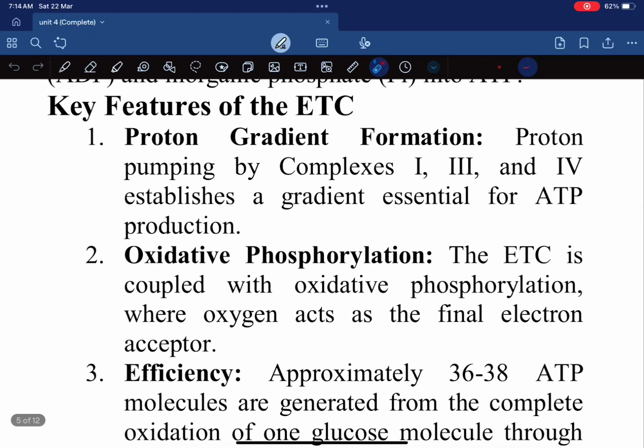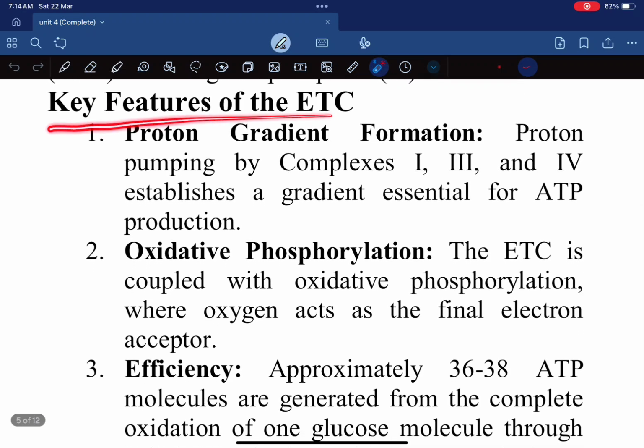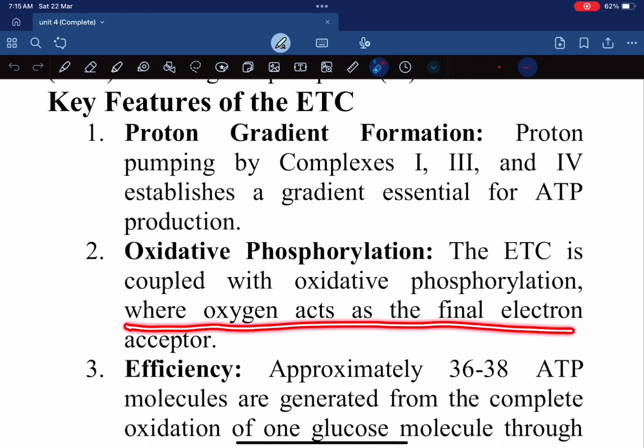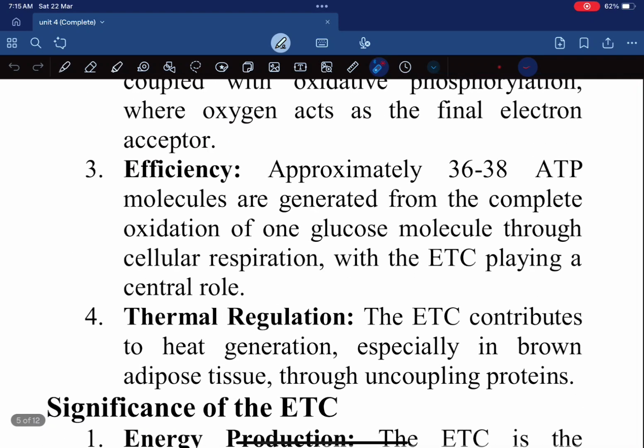Key features of the electron transport chain. First, proton gradient formation. Proton pumping by complexes 1, 3 and 4 establishes a gradient essential for ATP production. Second, oxidative phosphorylation. The ETC is coupled with oxidative phosphorylation, where oxygen acts as the final electron acceptor. Third, efficiency.